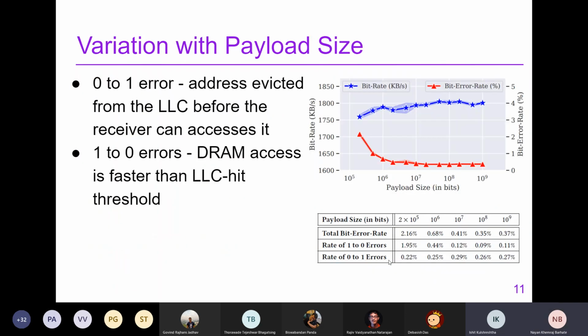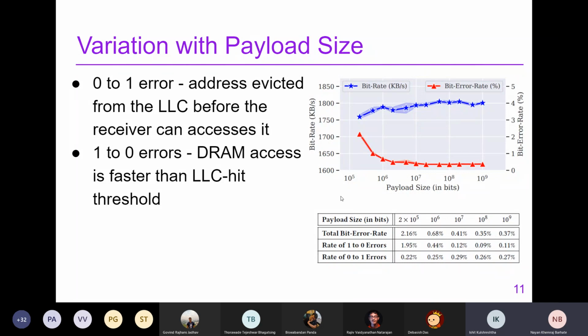So let's see some results. Here we are increasing our payload with bit rate on the left y-axis and bit error rate on the right y-axis. We can see that as the payload increases, the bit rate has a general trend of decreasing. This is because for lower payloads, we are not able to fool the cache replacement policy very well. So as the payload increases, the bit error rate decreases.